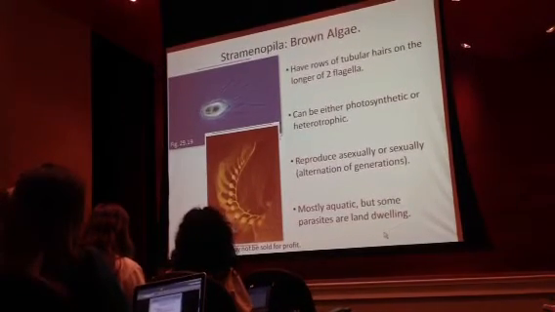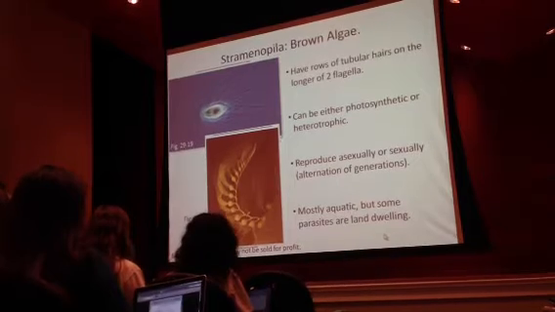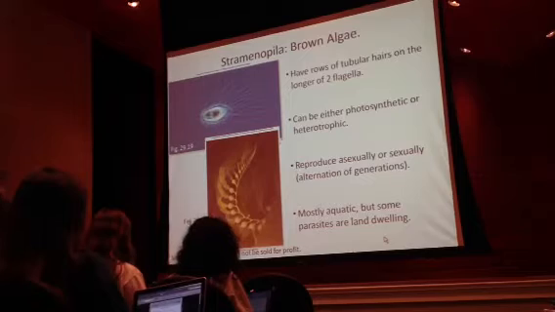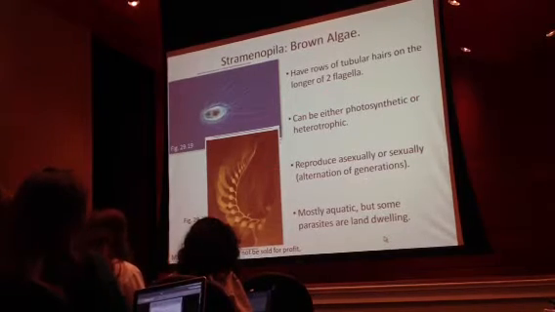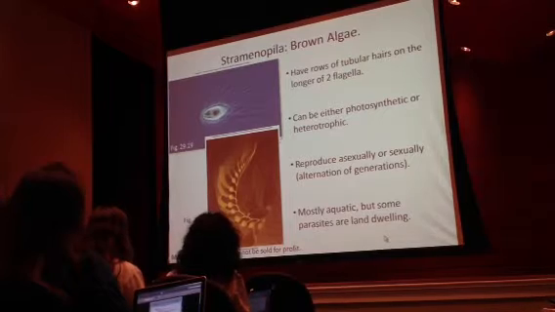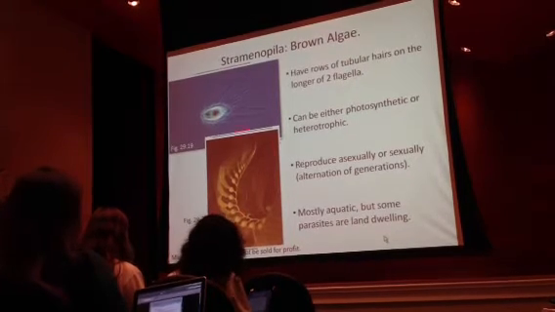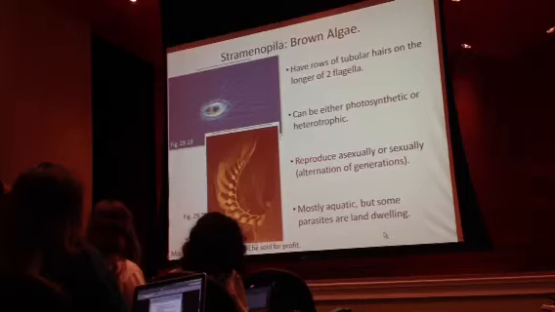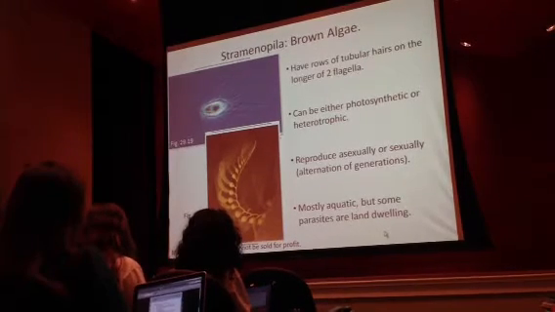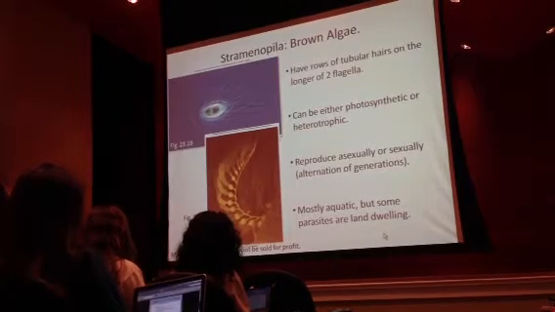They can reproduce sexually or asexually. When they reproduce sexually, they actually use alternation of generations. Alternation of generations is what we're going to talk about in plants extensively. So we're going to talk about it, but we're not going to actually look in detail at one of the brown algae's alternation of generations. Most of these are aquatic, some are parasitic, some are terrestrial. So it's another diverse group.